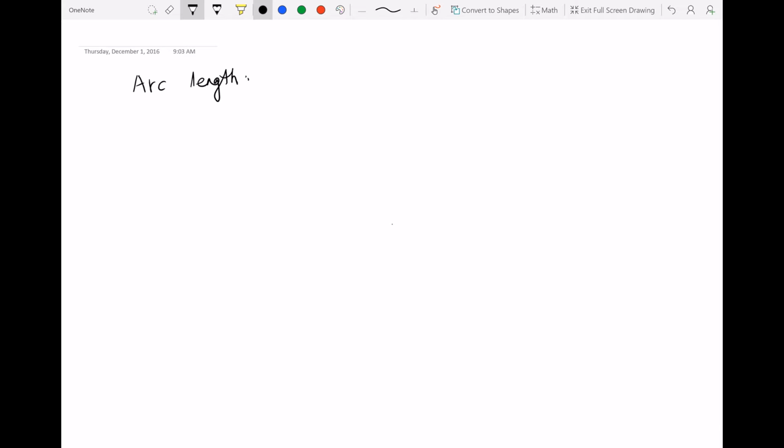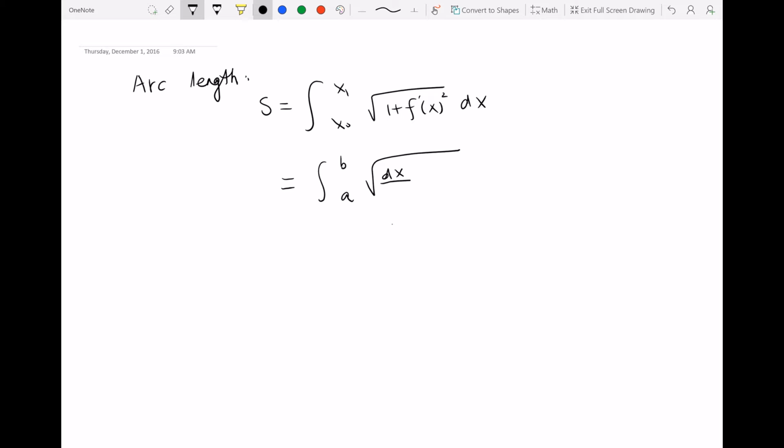The arc length formula is S equals the integral from x0 to x1 of the square root of 1 plus (f prime of x) squared dx. We make some transformation, and it turns out to be equal to the integral from a to b of the square root of (dx/dt) squared plus (dy/dt) squared dt. Whenever we use this formula to find arc length, it's much simpler.